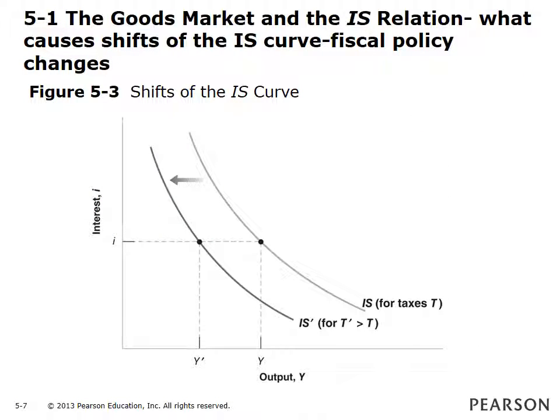Figure 5-3 shows that changes in factors that decrease the demand for goods for a given interest rate shift the IS curve to the left. Changes in factors that increase the demand for goods given the interest rate shift the IS curve to the right. Changes in G, T, or C0 will shift the IS curve. An increase in T, a decrease in G, or a decrease in C0 shifts IS to the left. Use the Keynesian cross diagram to see how this happens.